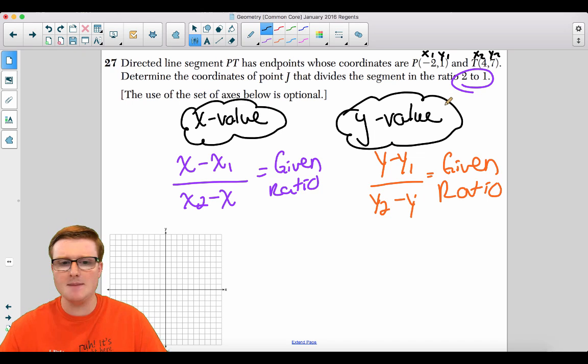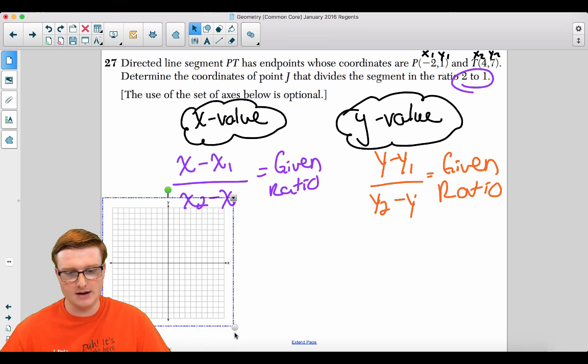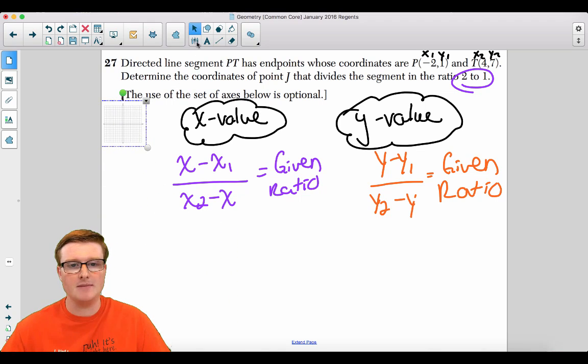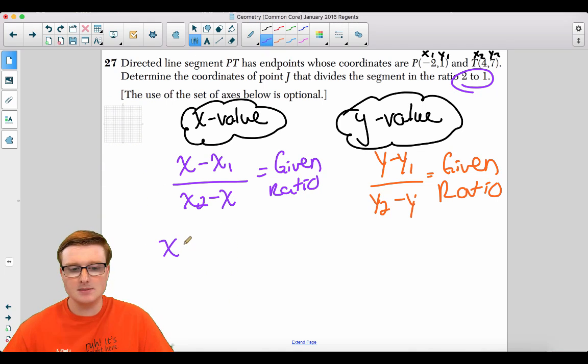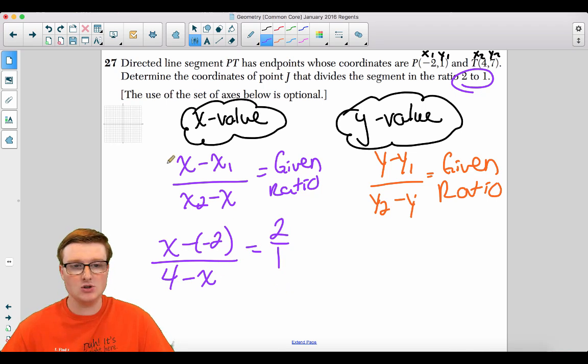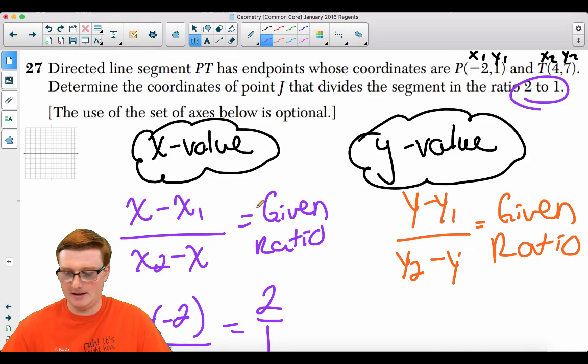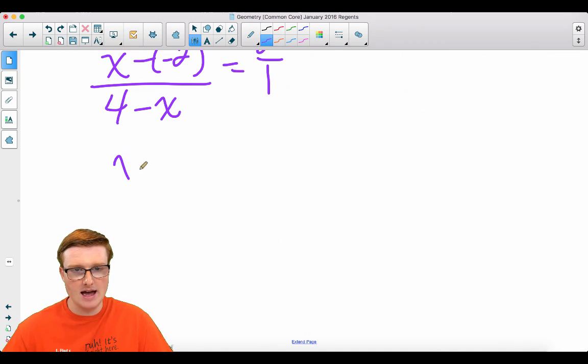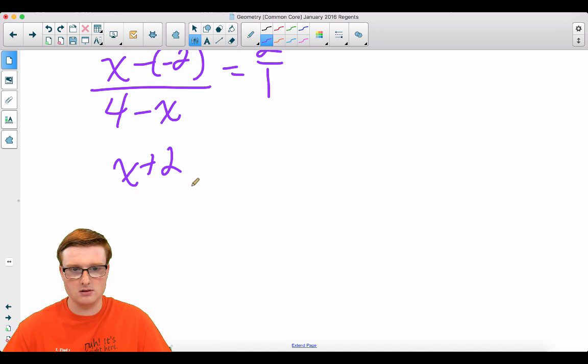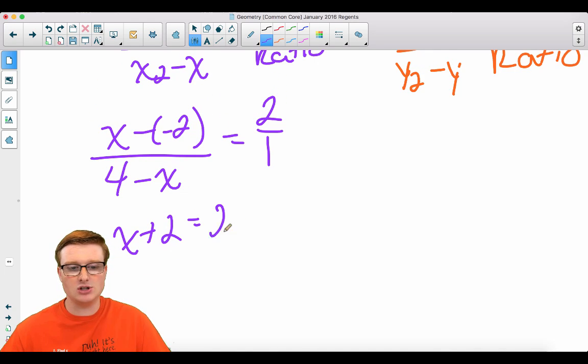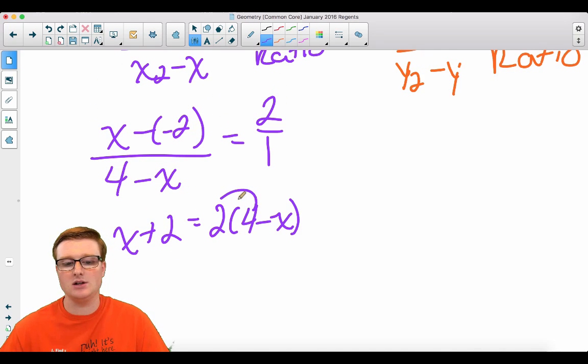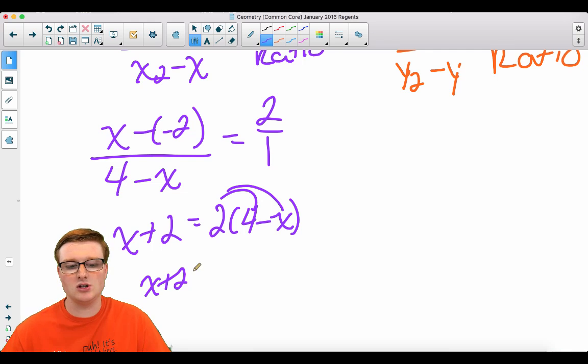So now we are just going to plug in this information. I'm going to get rid of this graph for a second. So we get (x − (−2)) over (4 − x) is equal to the given ratio of 2 over 1. Now from here we are going to cross multiply. So we get x + 2 is equal to 2 times (4 − x). Distribute that 2, we get x + 2 is equal to 8 − 2x.